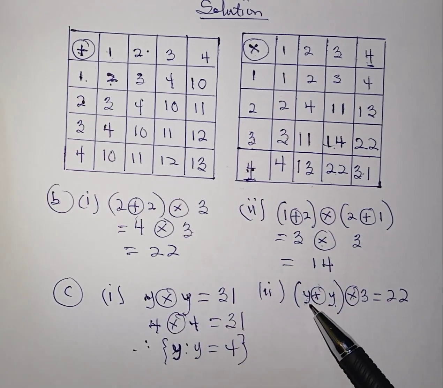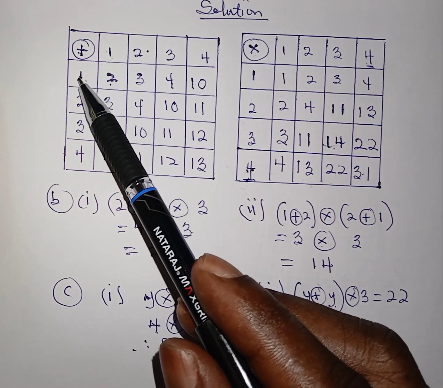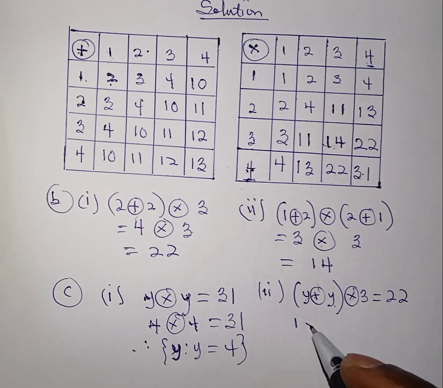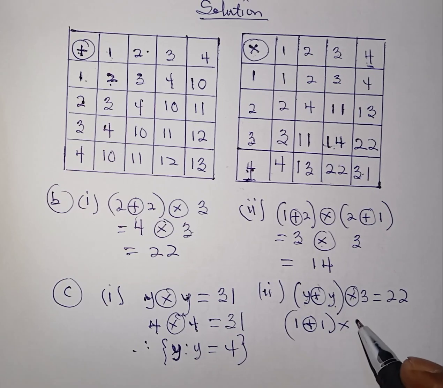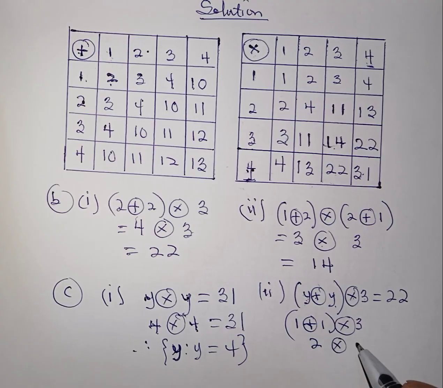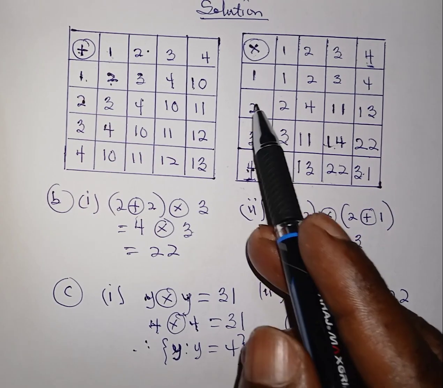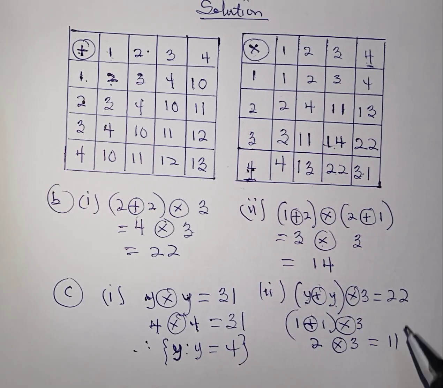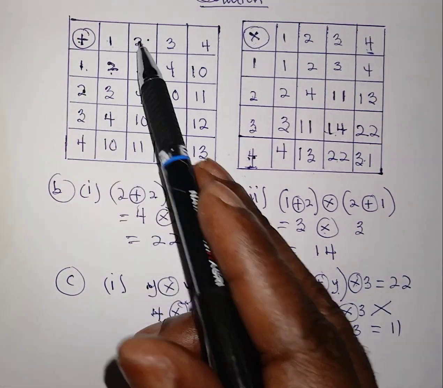Because this is saying that it should be the same. So if it should be the same, I'm testing for 1 first. So 1 plus 1 times 3. So here is 2 times 3. Now you check. So 2 times 3, it's what? 11. So this one doesn't work.